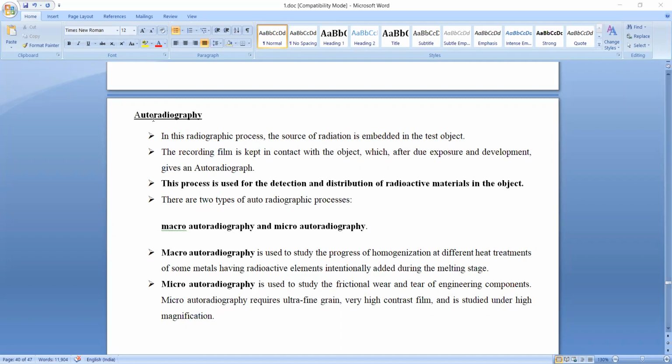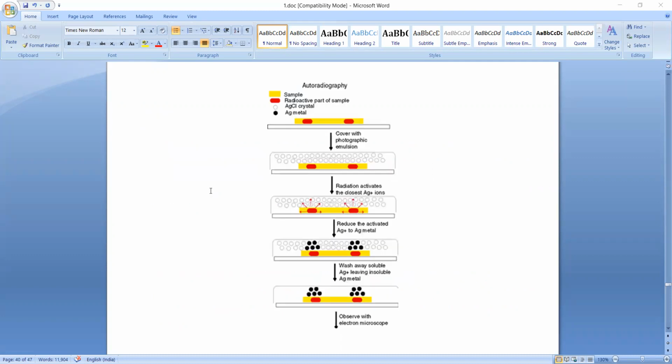See this. This is a schematic diagram which explains the autoradiographic technique. See, this is the sample. Yellow color is the sample. Here the red spots indicate the radioactive part of the sample. This radioactive part is embedded artificially, or it is due to some heat treatment process.